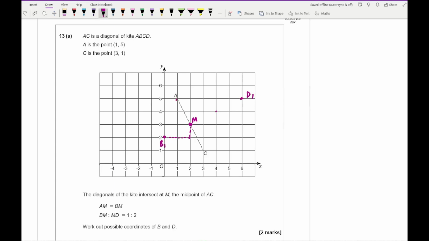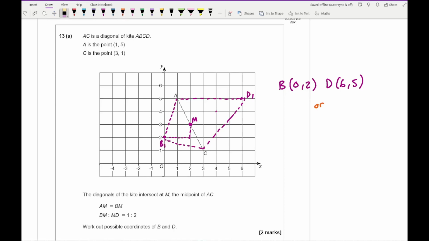So our kite, which we don't need to draw, but I'm going to outline it so you can see it, is going to look something like this. So one possible answer is that B is at 0, 2 and D is at 6, 5. Now alternately, there is another solution we could have.